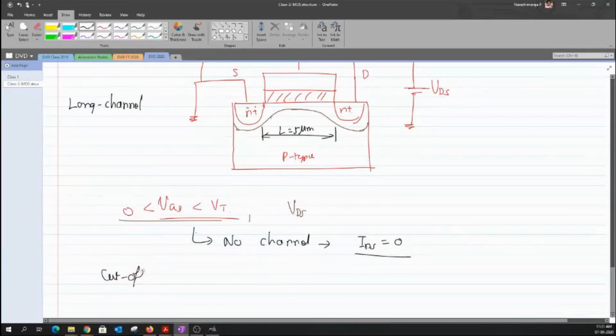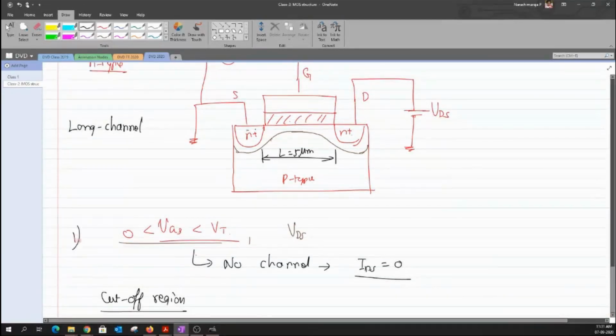region. Now let us go for the next condition, where we have the value of VGS greater than VT, and I also assume that the value of VDS is equal to 0. Let me have the same potential as that of my drain. In that case, what happens to our structure? As you know, I will have more positive charges here.